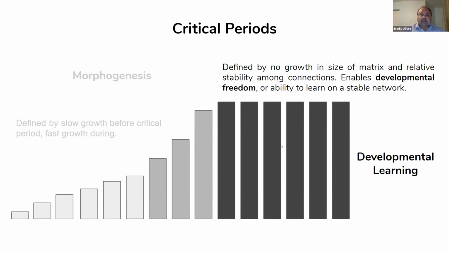Then finally, you get developmental learning, where you stop adding nodes altogether, and then you actually modify the weights of the connections. You don't lose and gain connections so much, you just modify the weights. So in that kind of stable network, you can start to learn things. And so this is what we call developmental freedom, which is where you've fixed the network in terms of its morphology, but now you're learning on it and you're changing the weights with respect to different sorts of stimuli.